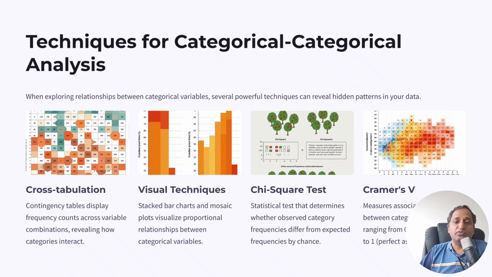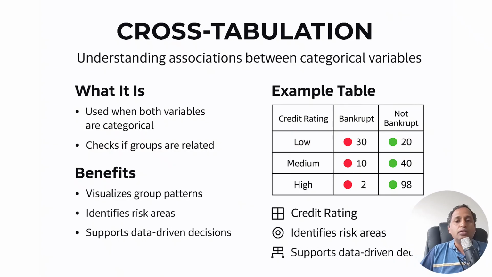Next one is Cramer's V. If chi-square tells us whether an association exists, Cramer's V tells us how strong that association is, from 0, no association, to 1, a perfect association. It is especially useful when your contingency table is larger than 2 by 2. So depending on whether you want to summarize, visualize, test or quantify, we have to choose the right tool for categorical pair analysis. Now let's talk about one of the simplest, most intuitive tools, which is cross tabulation.